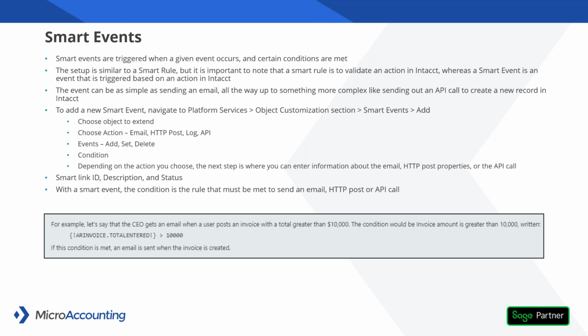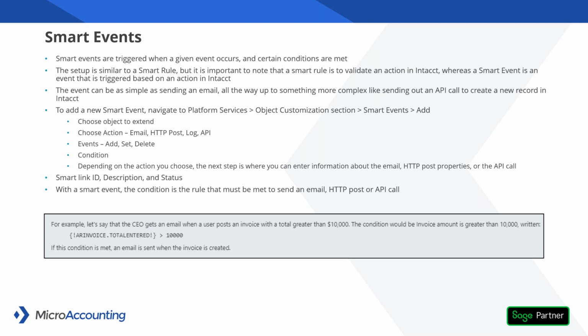And so to add a new smart event, you'll just navigate to Platform Services, and then again, the Object Customization section, and then Smart Events, and then Add. And so once again, you'll choose your object to extend. So this again is going to be the object that you're trying to base this smart event on. So something like an AP bill or a GL journal entry, something like that.